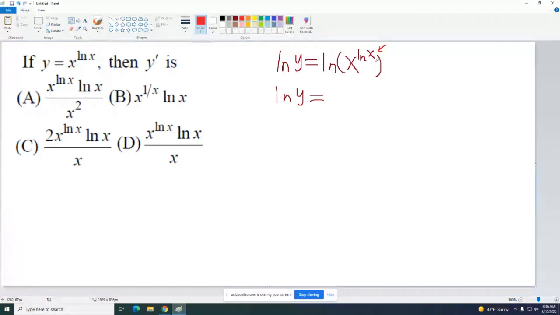According to the law of logarithm, the exponent inside the input can be moved to the front. So we move the exponent to the front. But even after you move it to the front, you still have logarithm of x. So it actually becomes this. This is actually ln of x times ln of x. So now we have ln of y equal to ln of x squared.